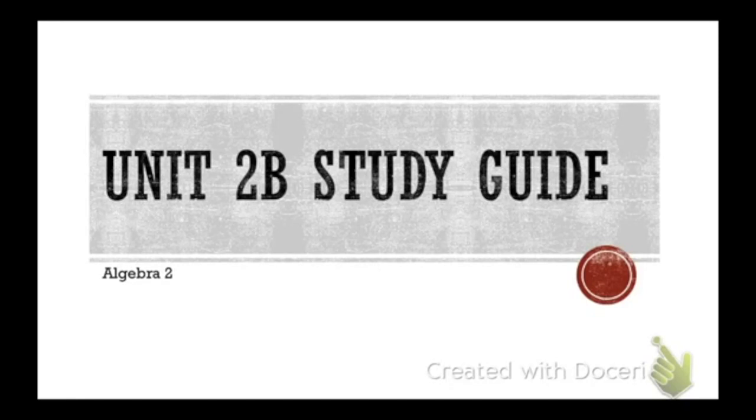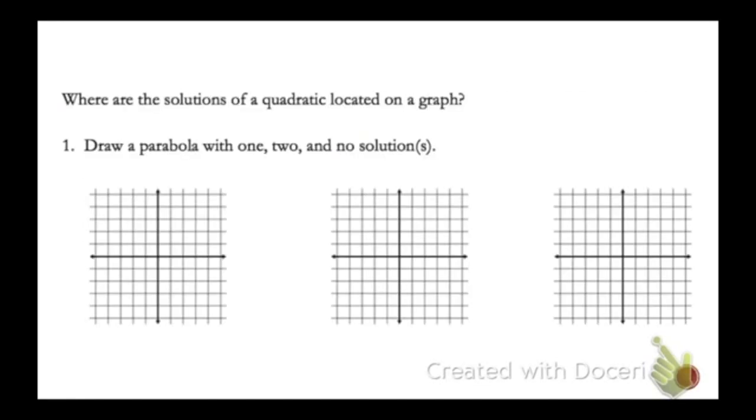Algebra 2, Unit 2B Study Guide. The first part of problem 1 says, where are the solutions of a quadratic located on a graph? So if we graphed a quadratic, our solutions to that quadratic would be located on the x-intercepts. We could have either 1, 2, or no solutions.